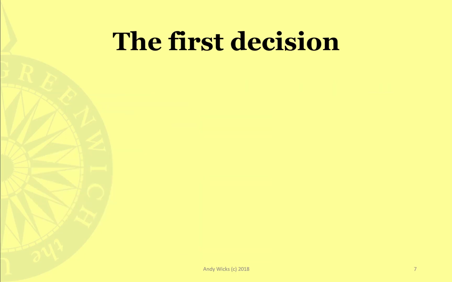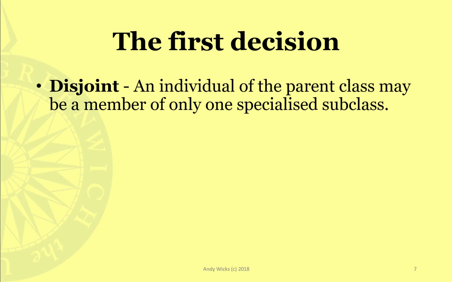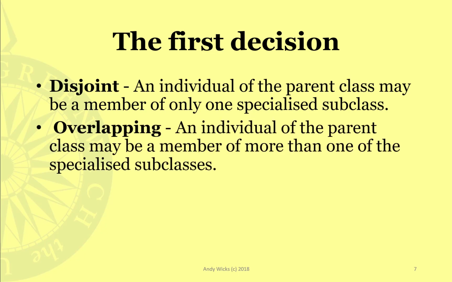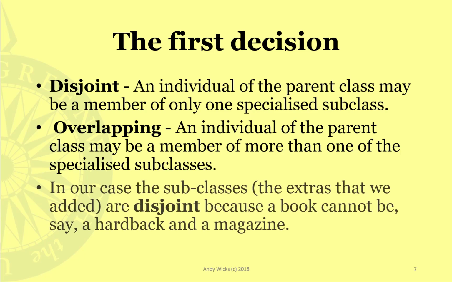Now we have a decision to make. This is going to sound a little complicated, but you soon get the hang of it. Is this relationship disjoint? So is an individual of the parent class, in our case book, a member of only one specialised subclass? So in this case, that's a possibility. Or is it overlapping? An individual of the parent class may be a member of more than one of the specialised subclasses. Well, in our case, the subclasses, the extras that we added, are disjoint because a book cannot be, say, hardback and a magazine at the same time.